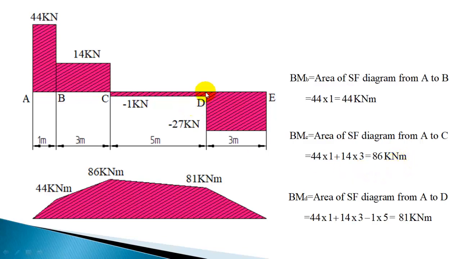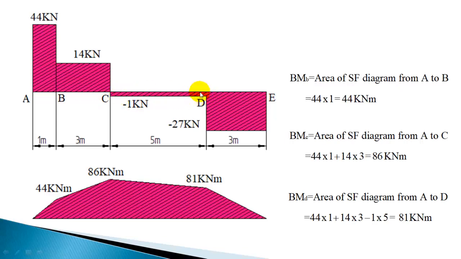Similarly, you can find out the bending moment at D as the area of this shear force diagram up to D from the left hand to point D. These two areas are already calculated, that is 86 kilonewton meter. So the bending moment at D is the previous location plus this area.